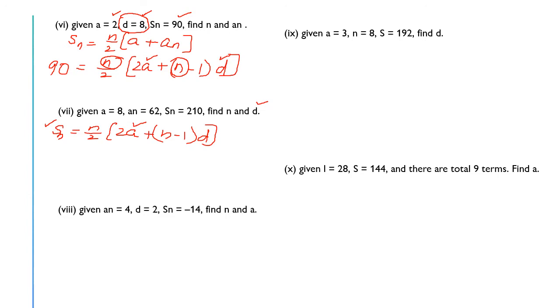Now how will you find n from here? Two things are there which you don't know. How will you find n from here? An is given as 62. That is a plus n minus 1 into d is given as equal to 62. Then what will you get from here? Two equations you have to get. 8 plus n minus 1 into d. Are you following?